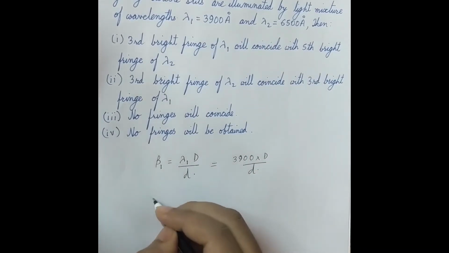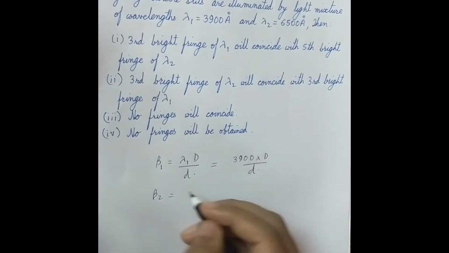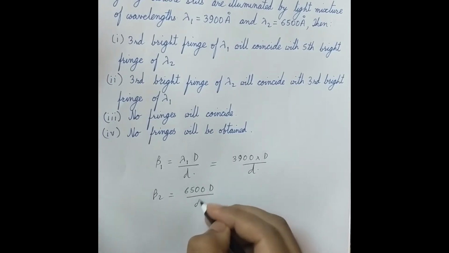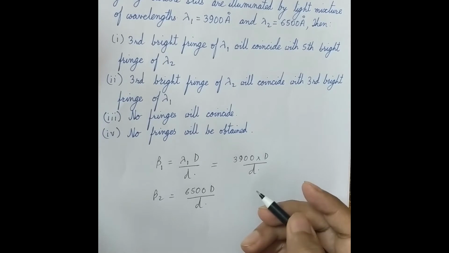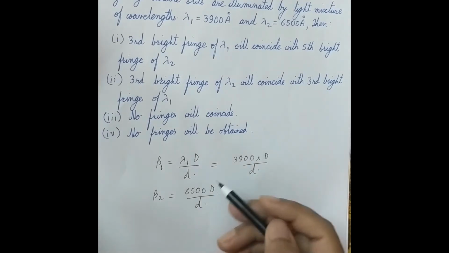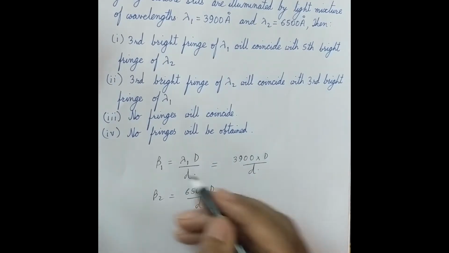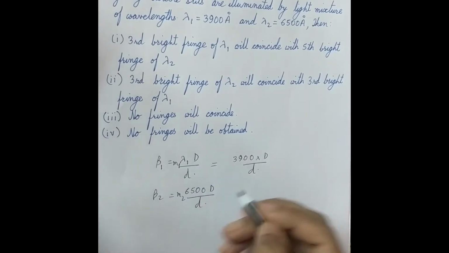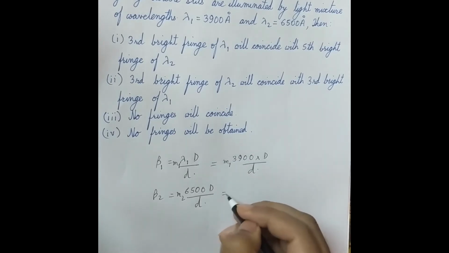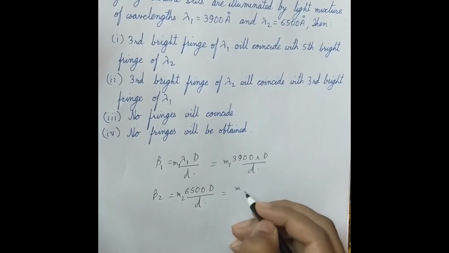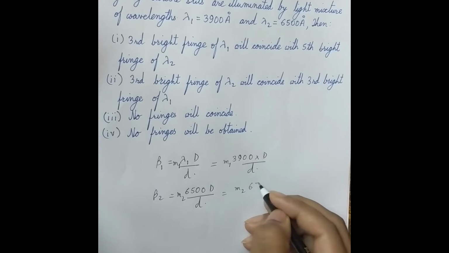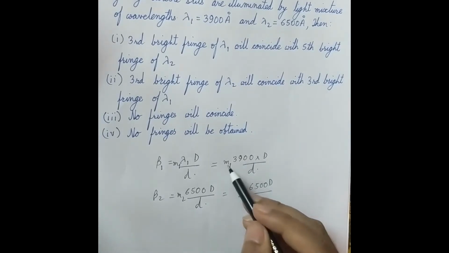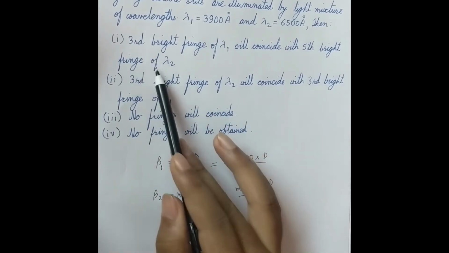Next, beta 2 is going to be the same way, 6500 capital D by small d. Now my job is to find at which values, if I multiply, the actual formula is m lambda D by d. Let's name these m1 and m2. My job is to find this m1 and m2. So for m1 and m2, it will either be 3 or it will be 5.